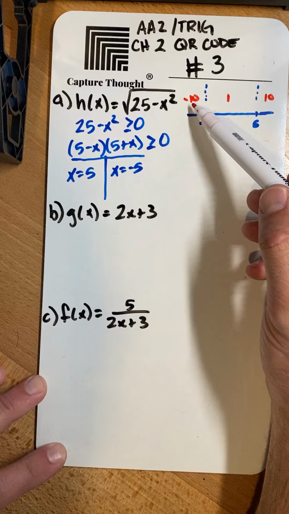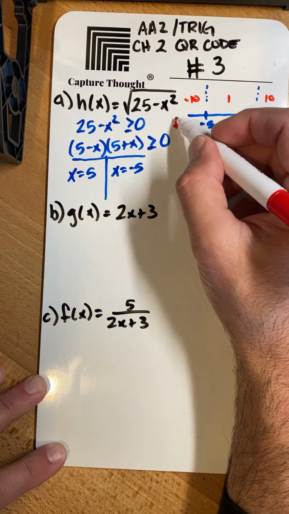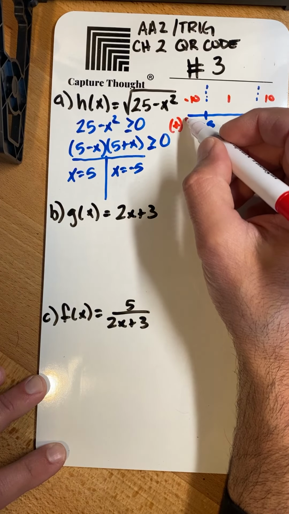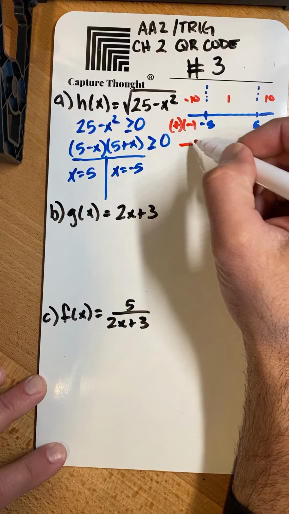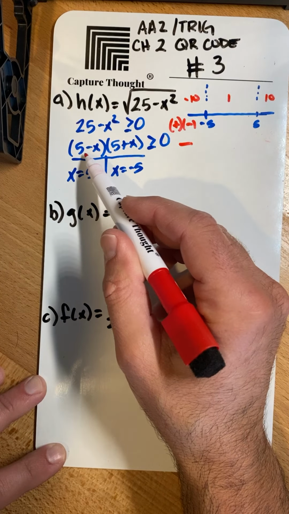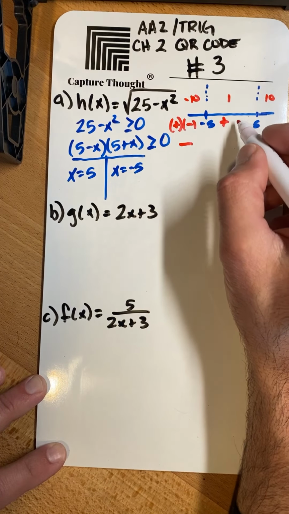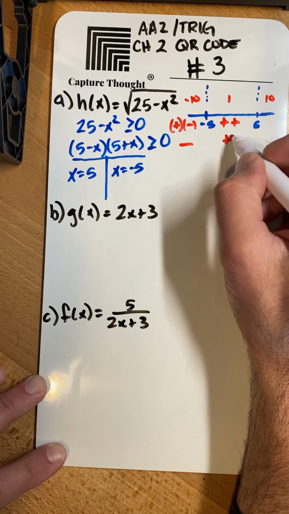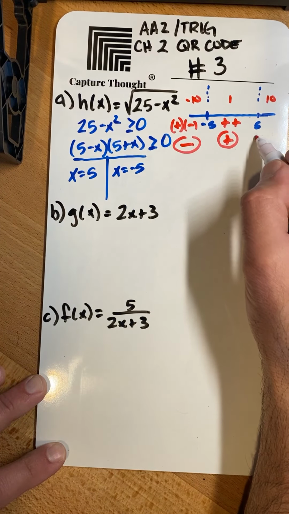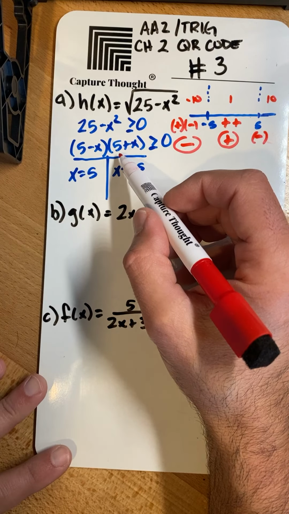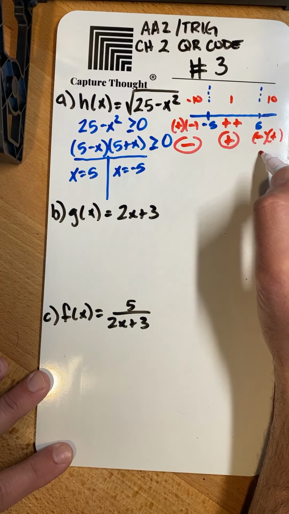So if I plug negative 10 in for this, this would be a positive number multiplied by a negative number, because 5 minus 10, and we all know that a positive times a negative is negative. If I put a 1 right here, 5 minus 1 is a positive number, and 5 plus 1 is also a positive number, so a positive times a positive, of course, is a positive number. How about 10? 5 minus 10 is a negative number, and then 5 plus 10 is a positive number. So if I multiply those two together, of course, I would get a negative.